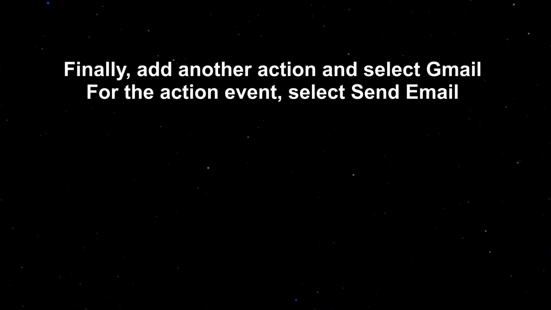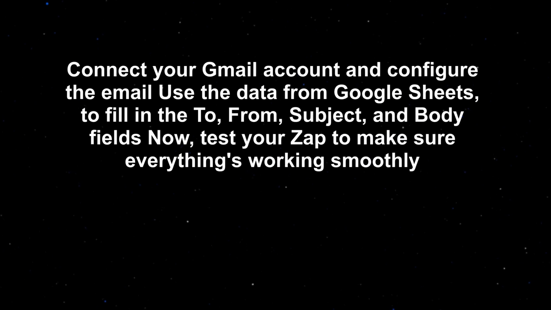Finally, add another action and select Gmail for the action event. Select Send Email. Connect your Gmail account and configure the email. Use the data from Google Sheets to fill in the to, from, subject, and body fields.